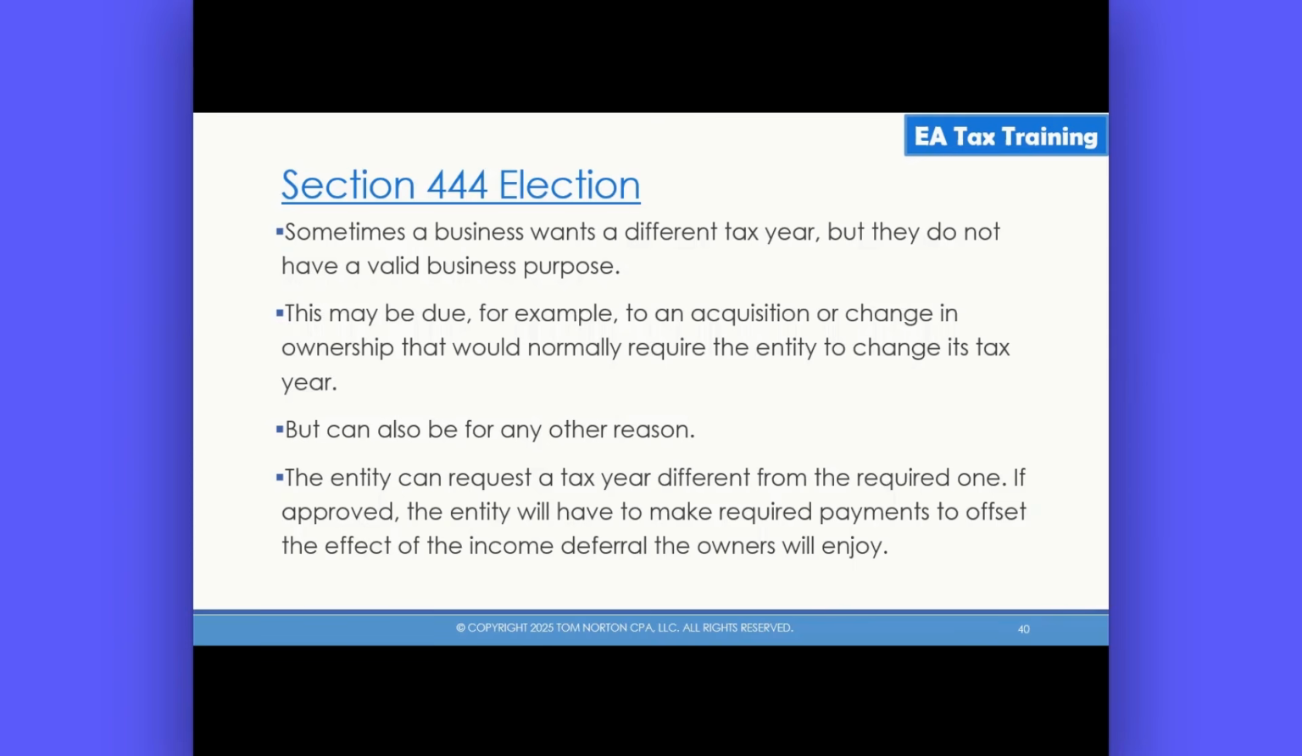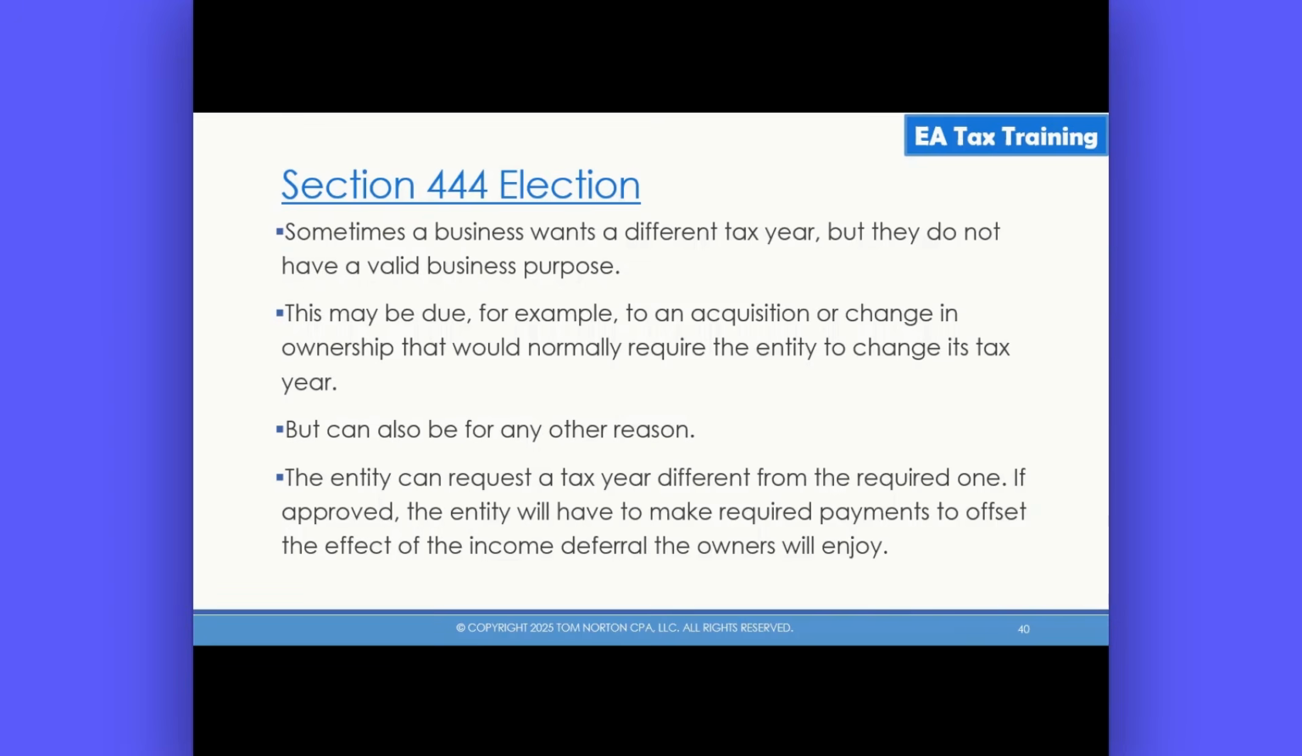Well, the entity can go to the IRS and say, hey, we'd like to keep that calendar year. We've always been a calendar year. We're keeping this business separate from the corporation. It's really a separate business. So we want to keep the calendar year end. And you can request with the IRS to do that, and they may allow it. However, if they get any tax benefit from that different year end, then they could have to make required payments. These are Section 444 payments to offset the income deferral that the owners will get.